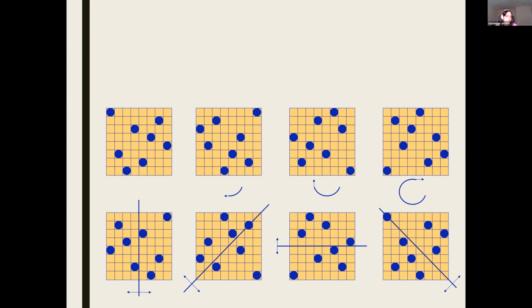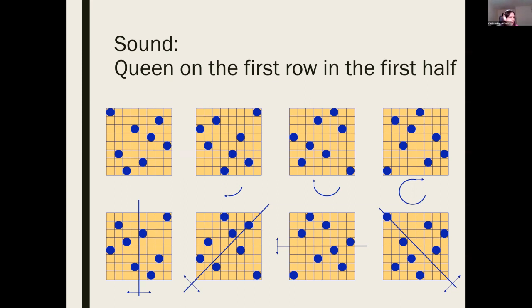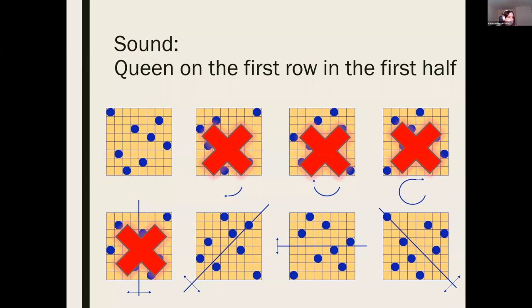So if you have one of these, you keep applying elements of the symmetry group, and you get around to all the other ones. And typically, what we want is one of these. We don't want more than one. So for sound symmetry breaking, we have to keep at least one of them. For example, for a really quick symmetry breaking technique, I could say the queen on the first row has to be in the first half of the row. And that would knock out the following four. You can hopefully convince yourself this is sound.